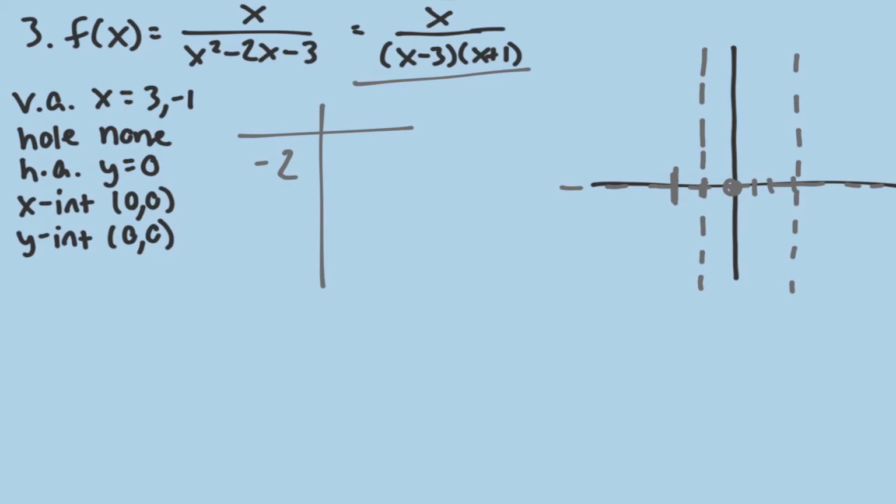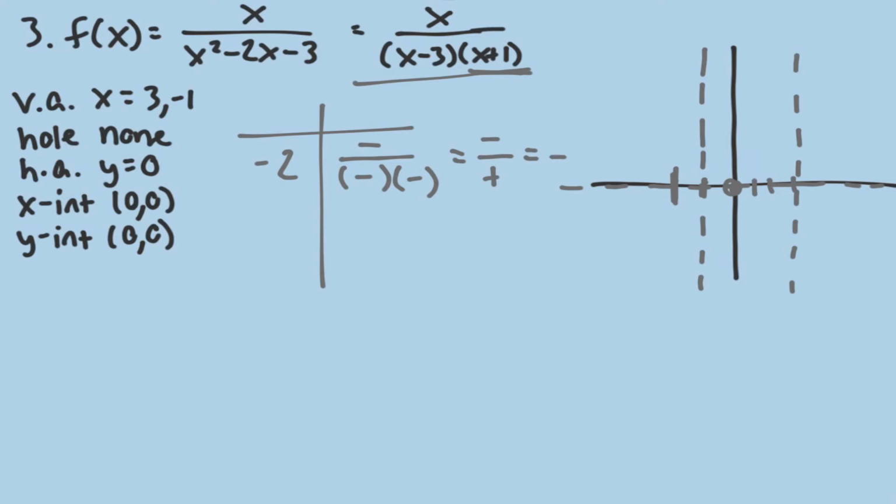So if you plug in -2 for x, the numerator is going to give you a negative number. -2 minus 3, that's going to be a negative number. And then -2 plus 1 is also a negative number. So that's a negative number over a negative times a negative, which is a positive, and a negative divided by a positive is a negative.